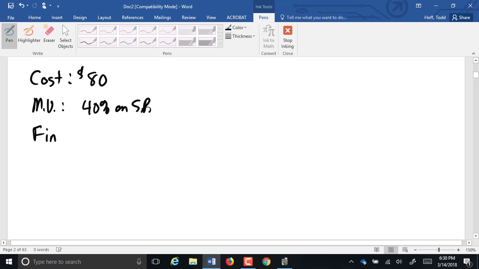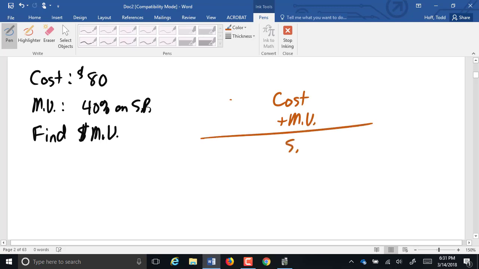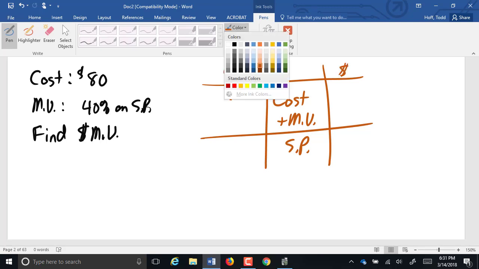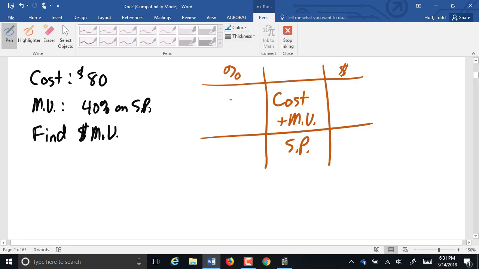And I ask you to find the dollar markup. So it's cost plus markup equals selling price. We have percents on one side and dollars on the other. What do we know?